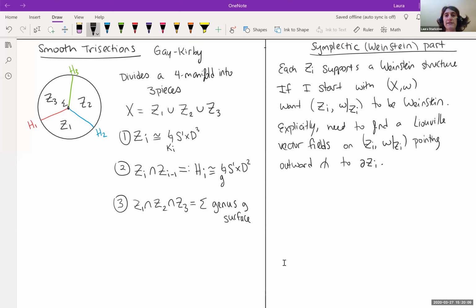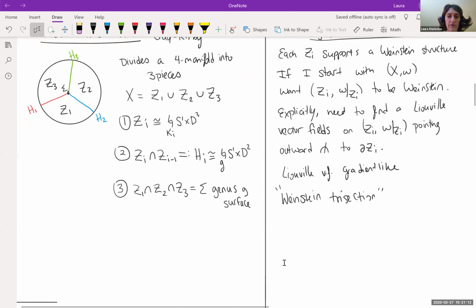Technically, with a Weinstein structure, you're supposed to have the additional condition on this Liouville vector field that it should be gradient-like. In this context, we don't really need to worry about that, because our boundary is a connect sum of S^1 times S^2s, and any Liouville filling of that contact manifold can be deformed. The Liouville vector field can be deformed, keeping the symplectic structure fixed, to become gradient-like for a standard Morse function with just index 0 and 1 critical points. So that's the condition that we're asking for in the definition of a Weinstein trisection. So that's the definition.